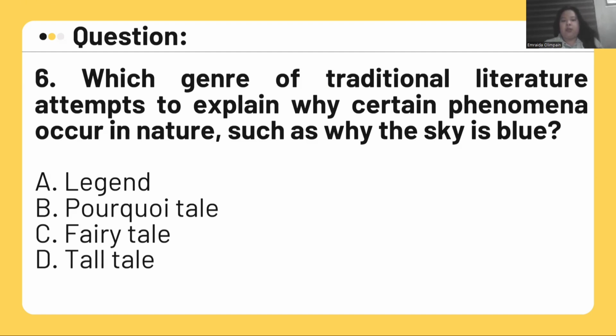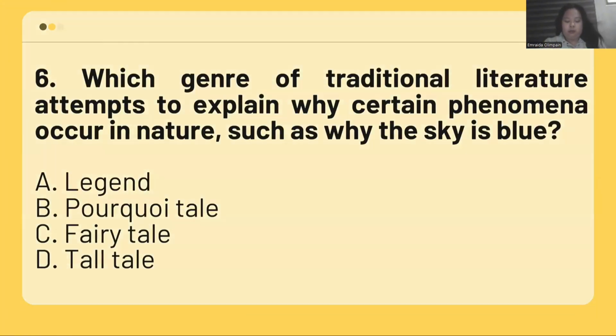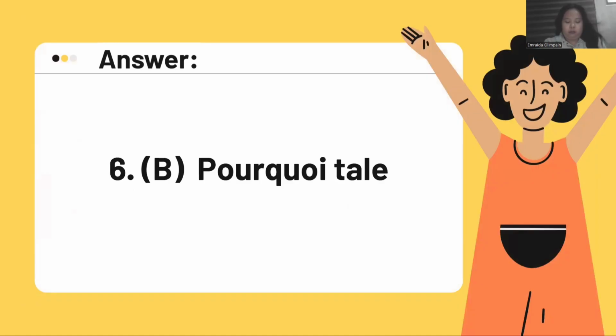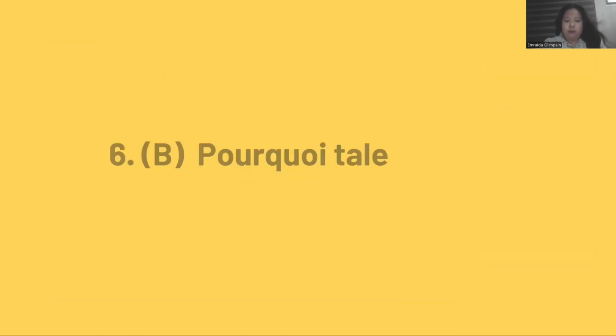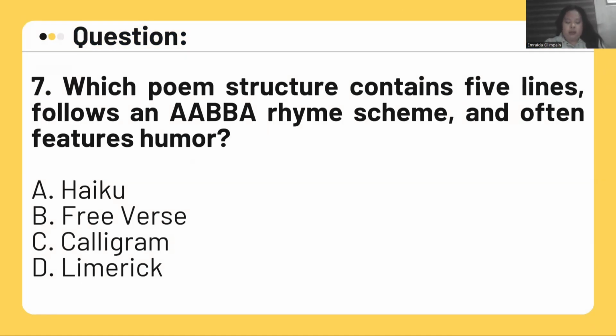Are we clear with this one? Then let's proceed with number 7. Question number 7. Which poem structure contains 5 lines, follows an AABBA rhyme scheme, and often features humor?